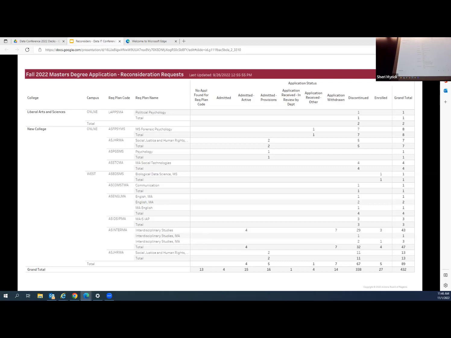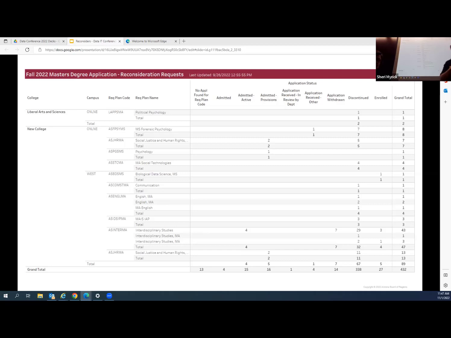So you can see we had a variety of, and this is just a snippet of it. This is not the entire segment. This is just the bottom, so there's a lot more colleges up top. But in terms of grand totals, you can have a little overview here. We have a number of different colleges submit for reconsideration, campuses request plans, and then looking at what the outcomes are based on application status from that application table that I mentioned previously.